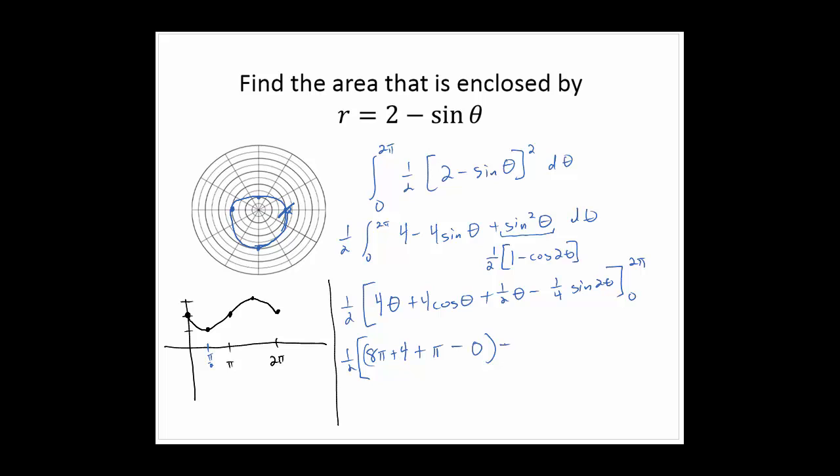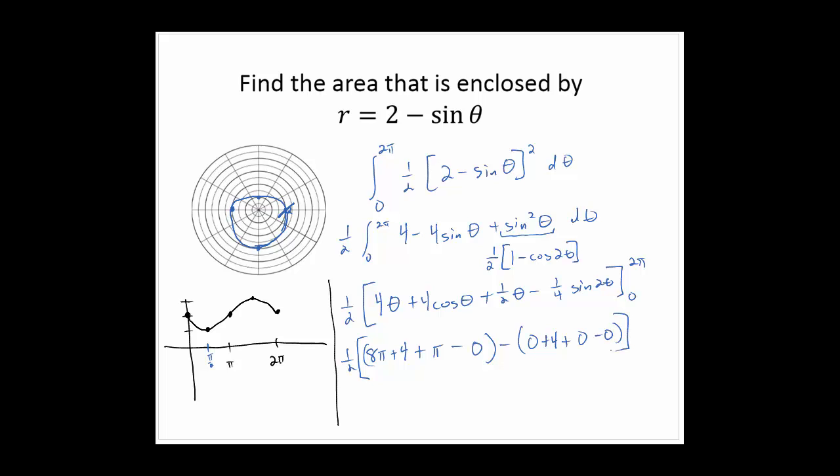All right, and subtracting, now substituting 0. 4 times 0 is 0. 4 times the cosine of 0. The cosine of 0 is 1, so that's a plus 4. 1/2 of 0 is 0. Sine of 0 is 0, so that's a minus 0 here.